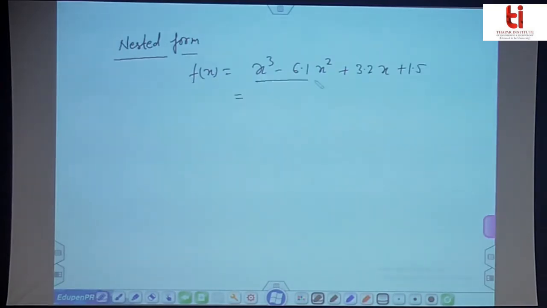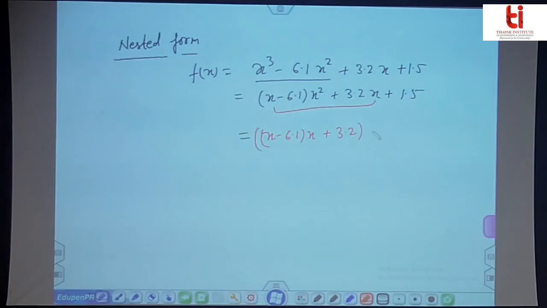Okay, what we do, we take x square common from here. We get x minus 6.1 into x square plus 3.2 x plus 1.5. Now we will take x common from here. So x minus 6.1 into x plus 3.2 into x plus 1.5. Okay, this is called the nested form of the polynomial.